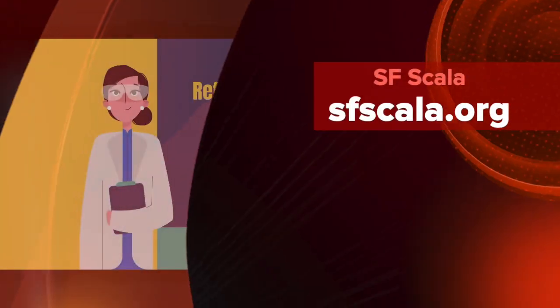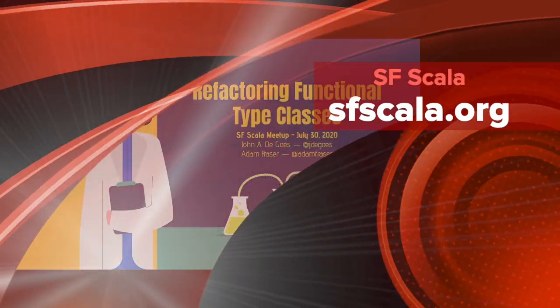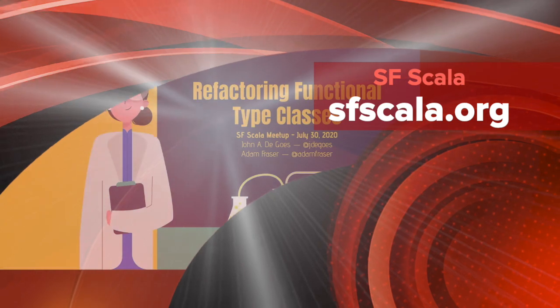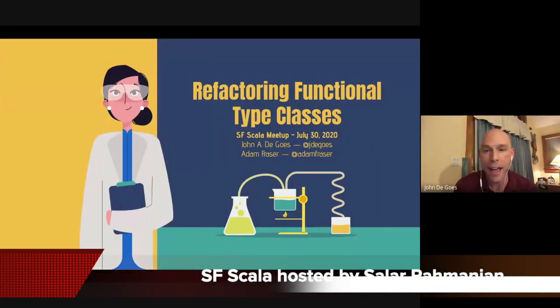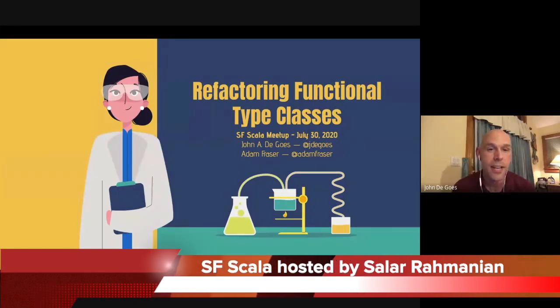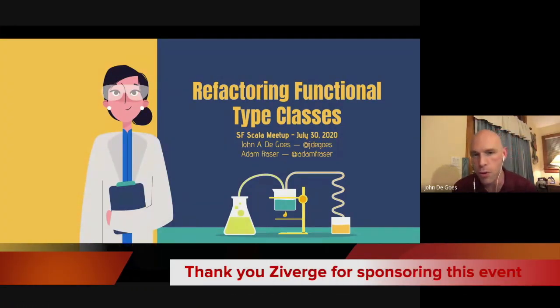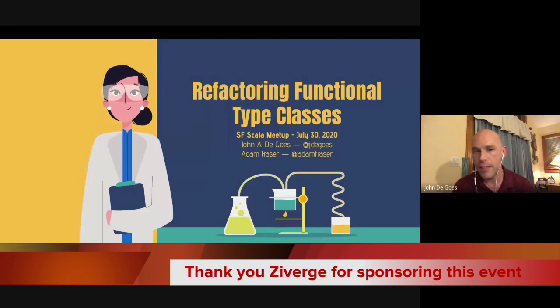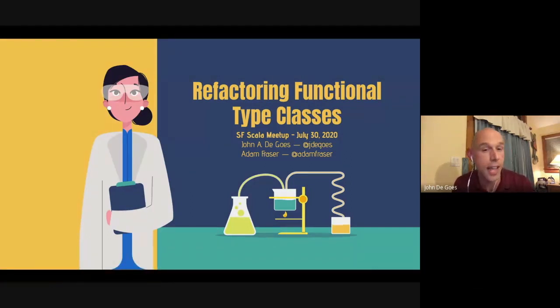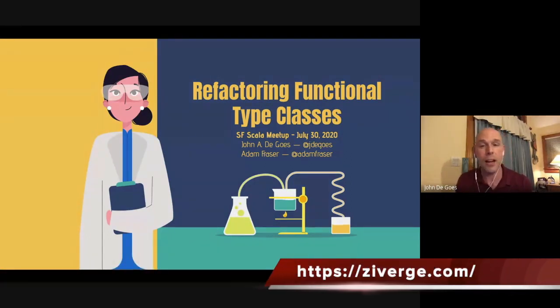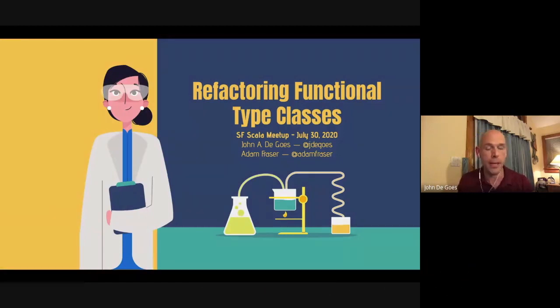John. Thank you so much, Salar, and thank you for the invitation to speak here. So tonight, me and Adam are going to be talking about refactoring functional type classes. We're unveiling the design for a new library called Zeo Prelude that's designed to give you a totally different take on what abstractions can look like in the context of functional programming.